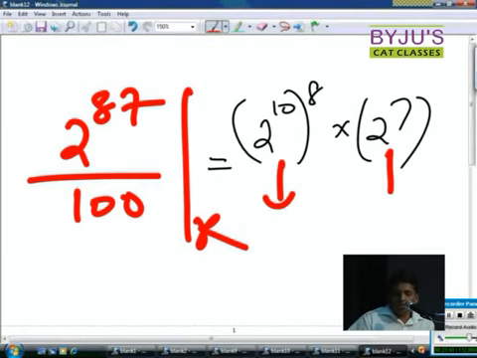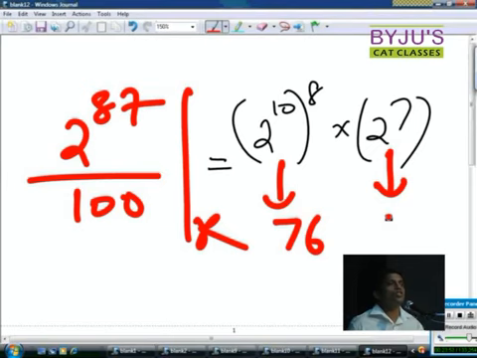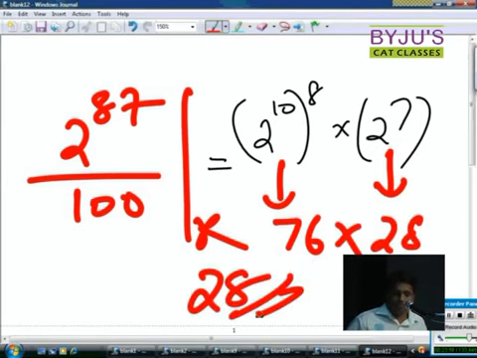So, what are the last 2 digits? Last 2 digits are 76, and 2 raised to 7 last 2 digits? 28. So 76 into 28, the answer is 28 itself.